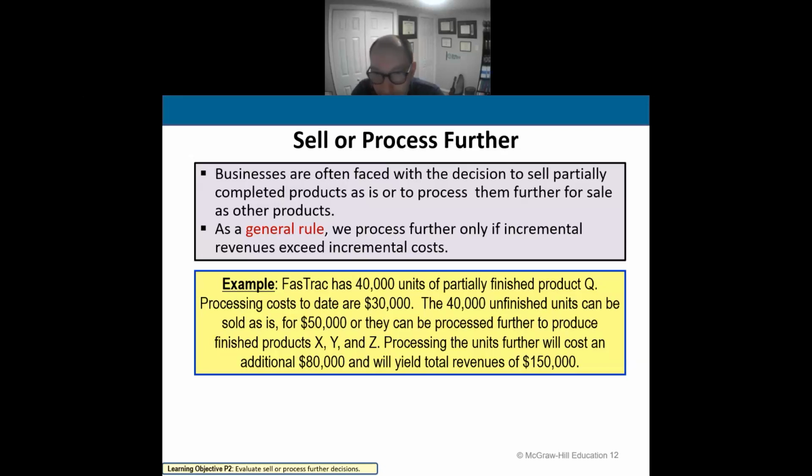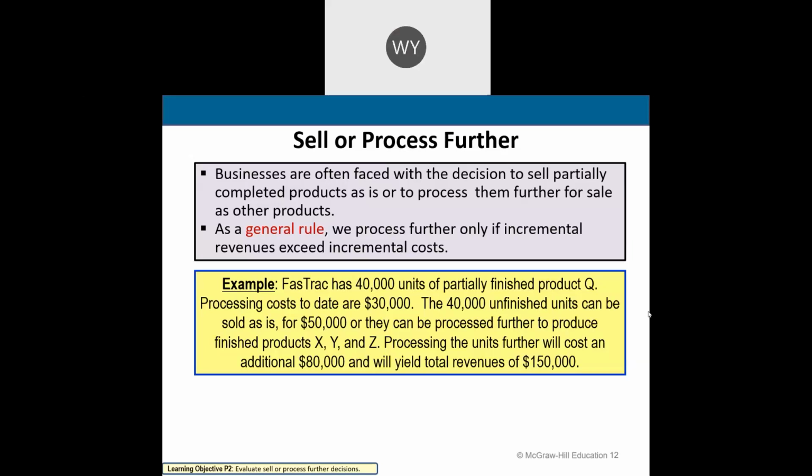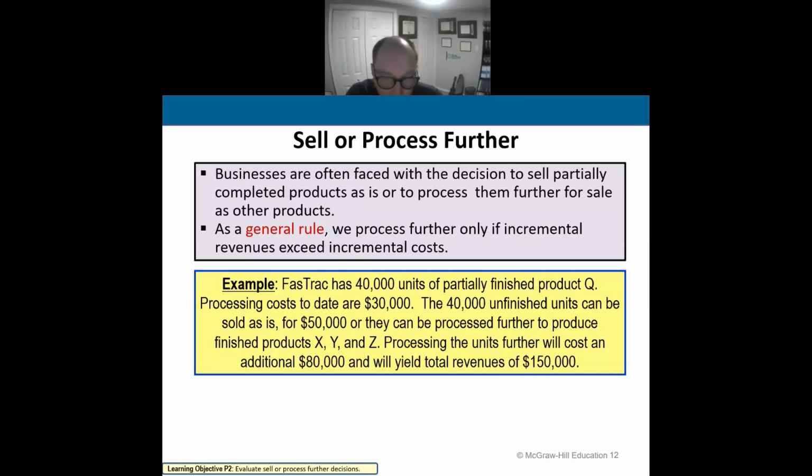Who wants to answer that question? Do I further process the oil? I think you should, because there is a profit to make. And how much profit would it be? So if I process it further, it costs an additional $80,000. It will yield a total revenue of $150,000. So what is my profit here, or what is my revenue?